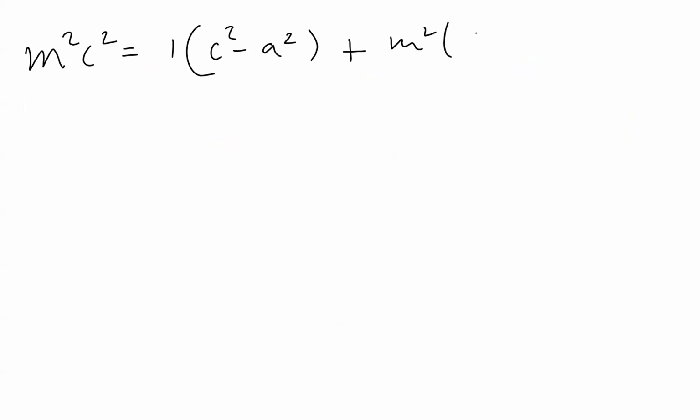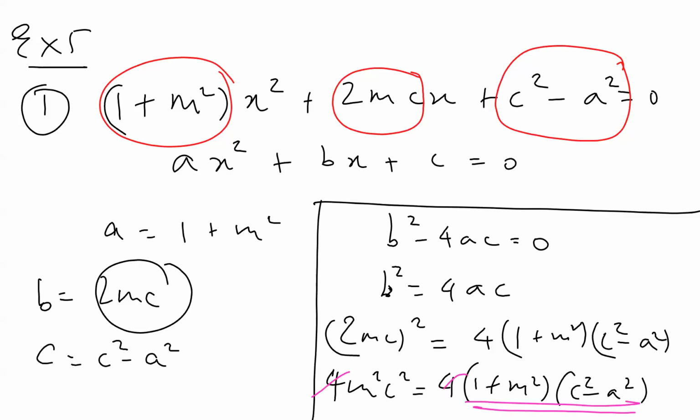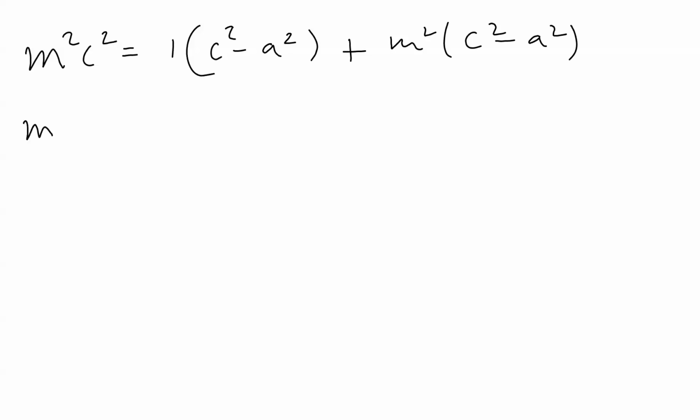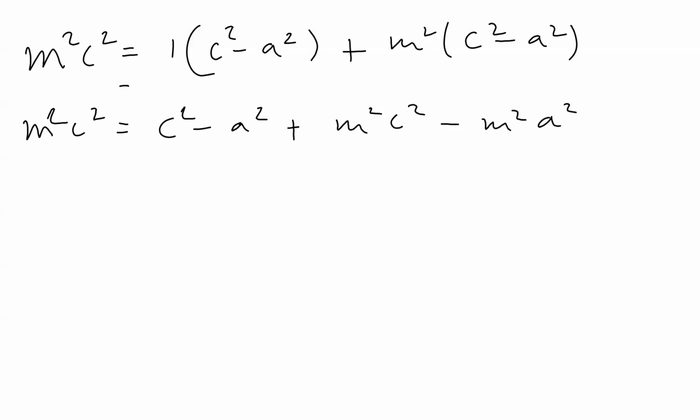So m square c square is equal to 1 into c square minus a square, plus m square c square minus a square. I have multiplied both the terms on the right hand side. So m square c square will be c square minus a square plus m square c square minus m square a square. So m square c square is getting cancelled on both sides.